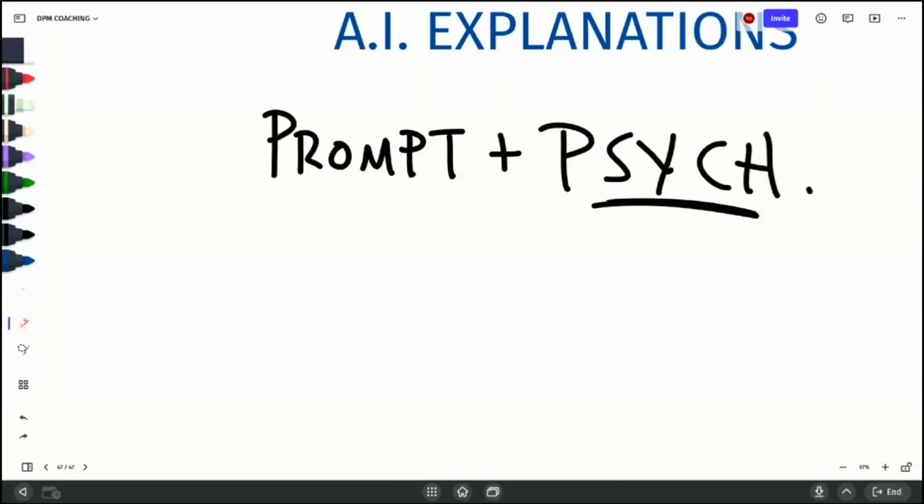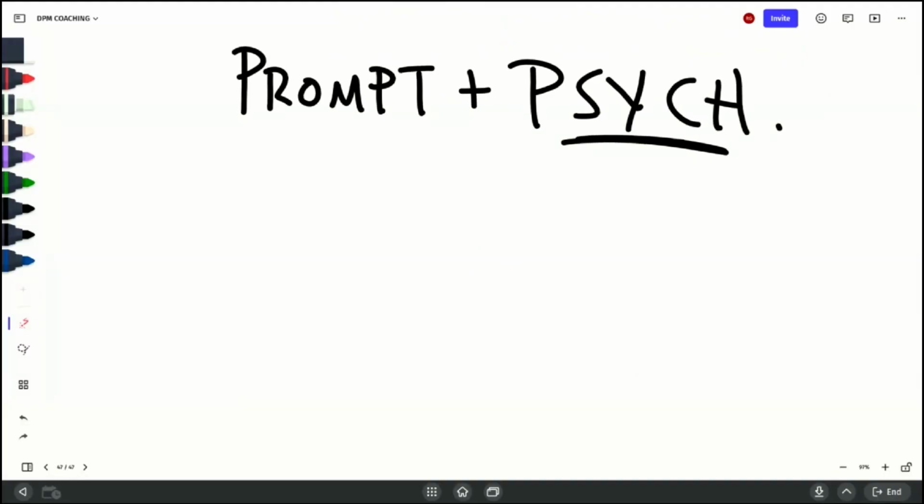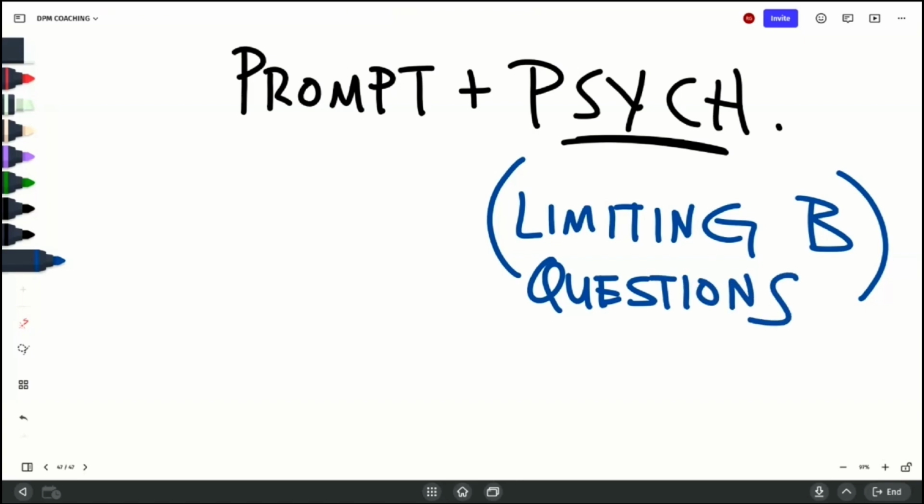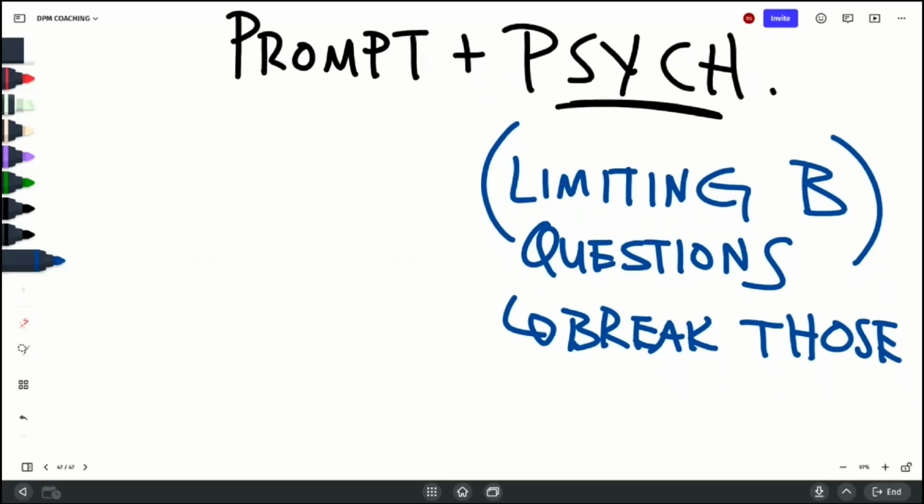You guys feel that? Like, this is very powerful stuff. And what I've done is I've prompted the AI to give me the limiting beliefs, and then I've asked it to give me the questions that bust through those limiting beliefs. That's the thing. Limiting beliefs, right? The psychology is, what are the limiting beliefs? And you always have to do this when you're asking about stuff like this. Limiting beliefs, and also the questions that break those beliefs.